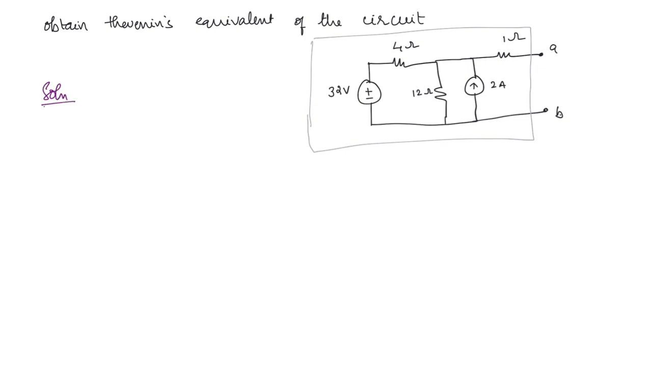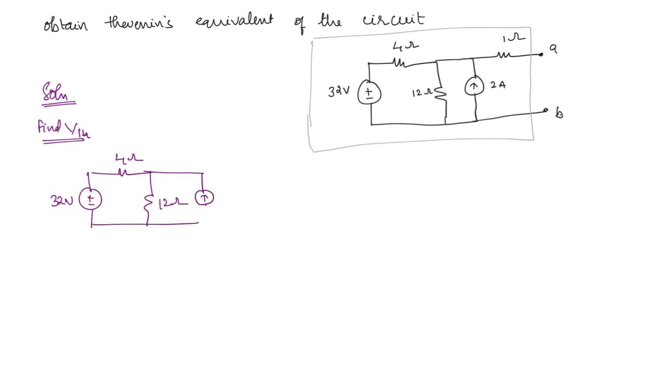The first step is to find VTH. In order to find VTH, what you have to do is just find the open circuit voltage at the terminals. So it is basically the same circuit only. 32 volt, 4 ohms. Here you have 12 ohms, and here you have 2 amperes. This is the current source, and this resistor is 1 ohm. And now we have to find the open circuit voltage VTH.